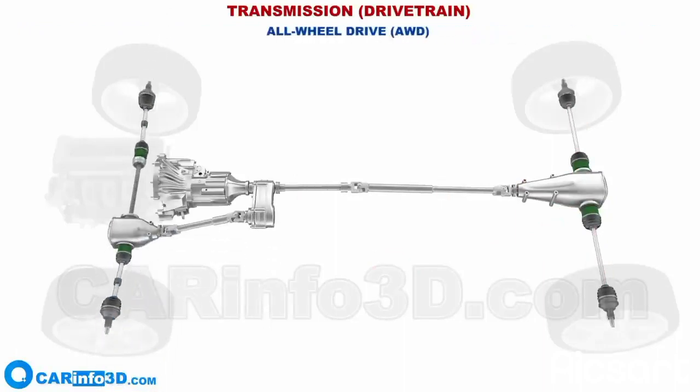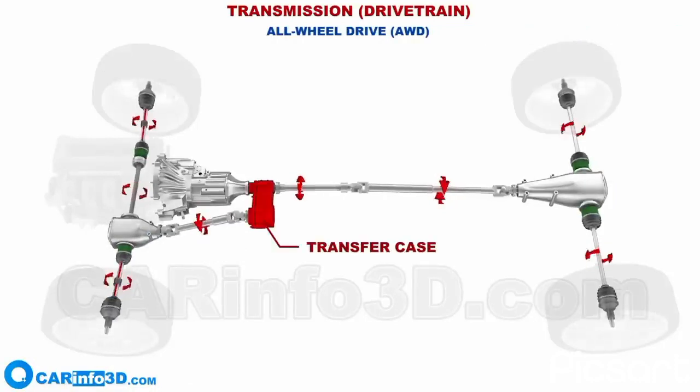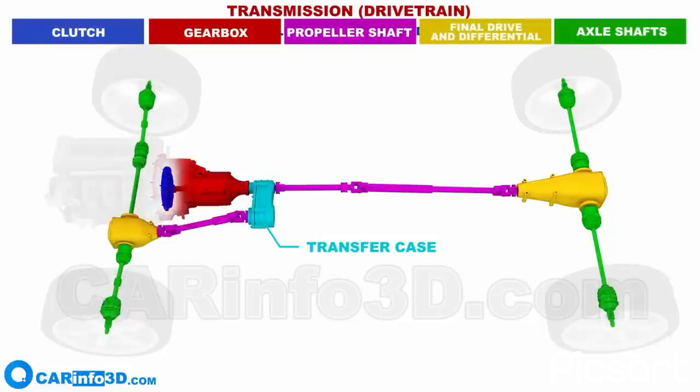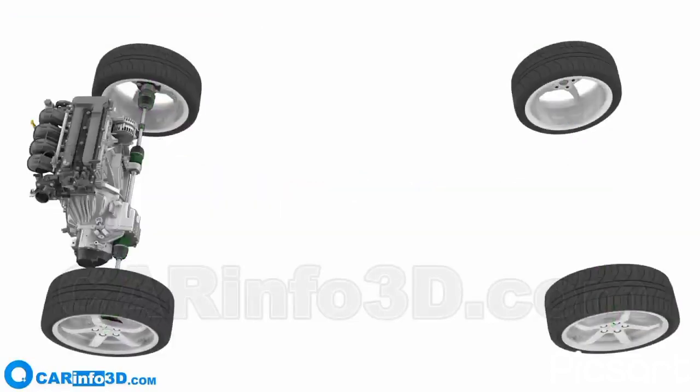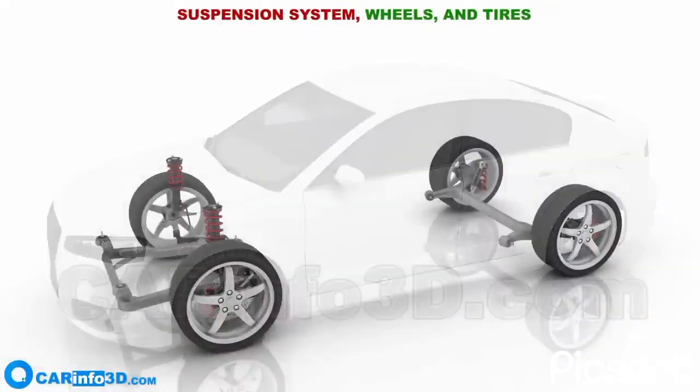And this is an all-wheel drive transmission. In this case, torque is supplied to both axles, full-time or on demand. Its components also include a transfer case, which can be installed in the same housing as the gearbox. The differential, final drive, and propeller shaft are duplicated on the driving axles. Let's return to the front-wheel drive transmission and move on to the next systems.